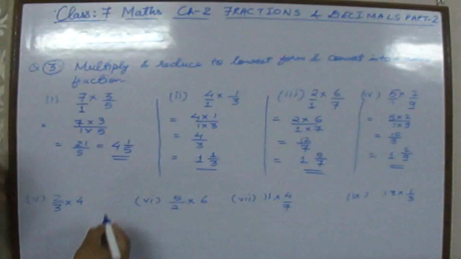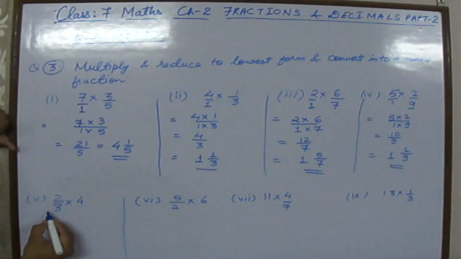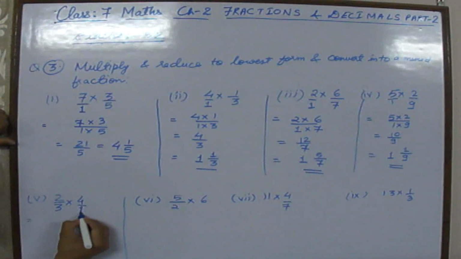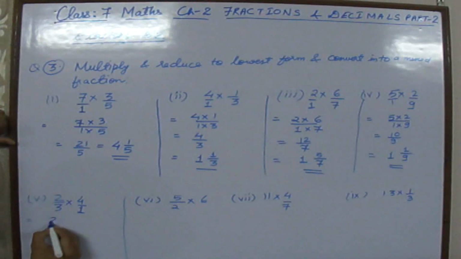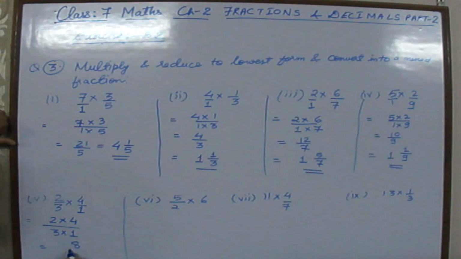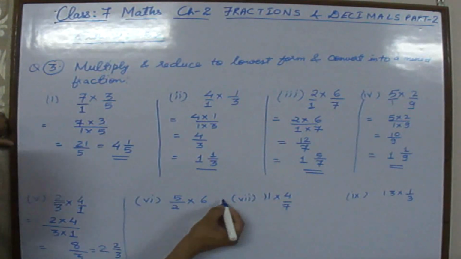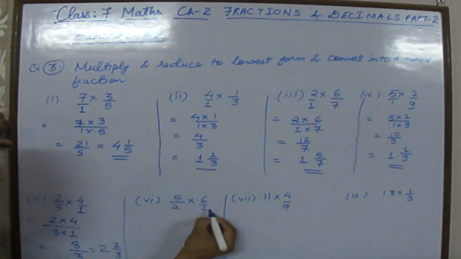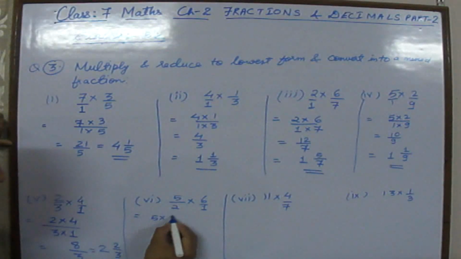So next question, fifth one, how to convert? Put 1 as denominator, 2 into 4, 3 into 1. Multiply numerator with numerator and denominator with denominator. 2 4s are 8 and 3 ones are 3. Convert into mixed fraction. 3 2s are 6, 2 by 3. Second one, sixth one. Again put 1 as denominator. Multiply numerator with numerator and denominator with denominator.